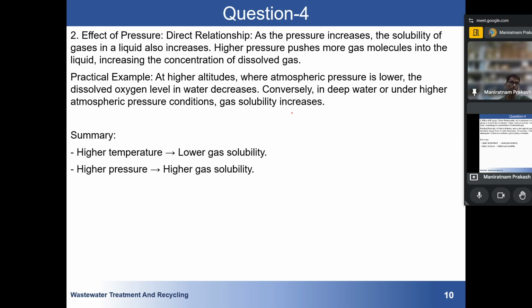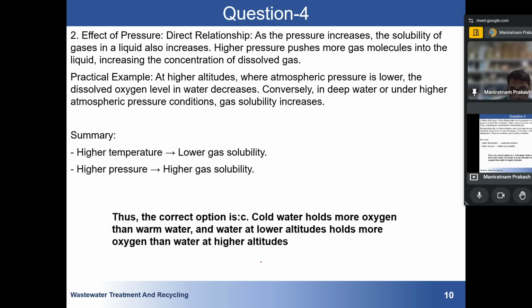So you can see as we go higher, the pressure is low, the gas will not dissolve as much as expected compared to the gas which gets dissolved at higher pressure. This again can be explained with Henry's law only: the concentration of the gas in the water or solution depends upon the partial pressure of that gas over that system. Higher temperature, lower gas solubility; higher pressure, higher gas solubility.